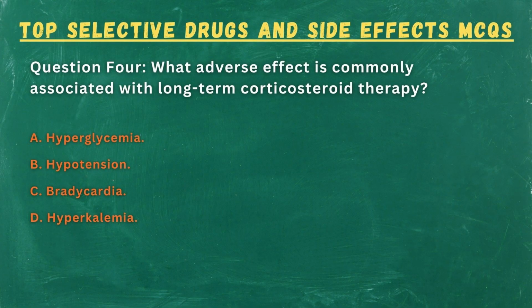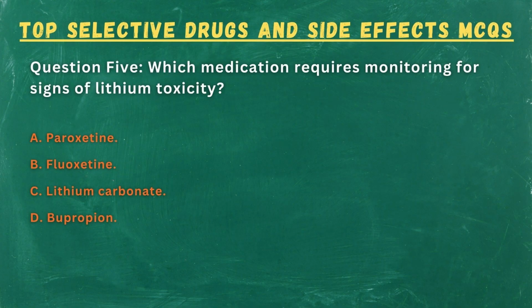Question 4. What adverse effect is commonly associated with long-term corticosteroid therapy? A. Hyperglycemia. B. Hypotension. C. Bradycardia. D. Hyperkalemia. Answer. A. Hyperglycemia.